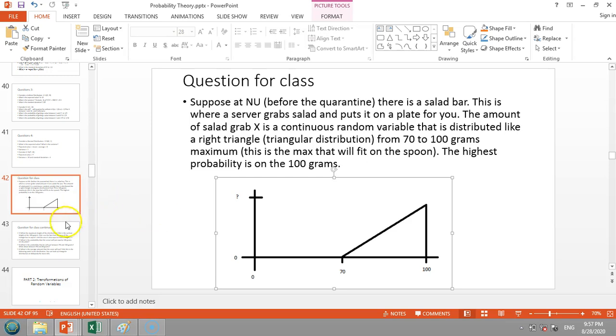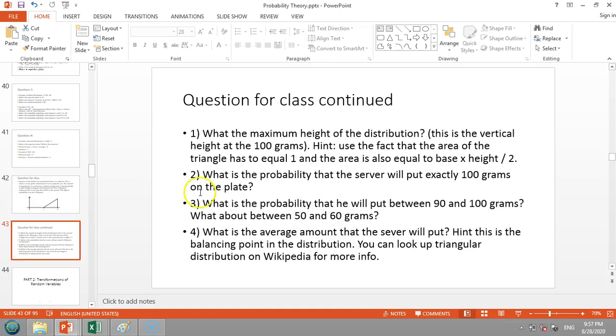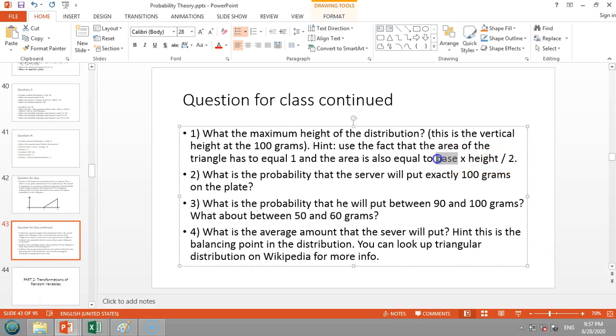So here are my questions, and you guys please let me know the answers if you can. During class we'll talk about it. What is the maximum height of the distribution? This is the vertical height at 100 grams. Hint: use the fact that the area of the triangle is equal to 1, and the area is also equal to base times height divided by 2.